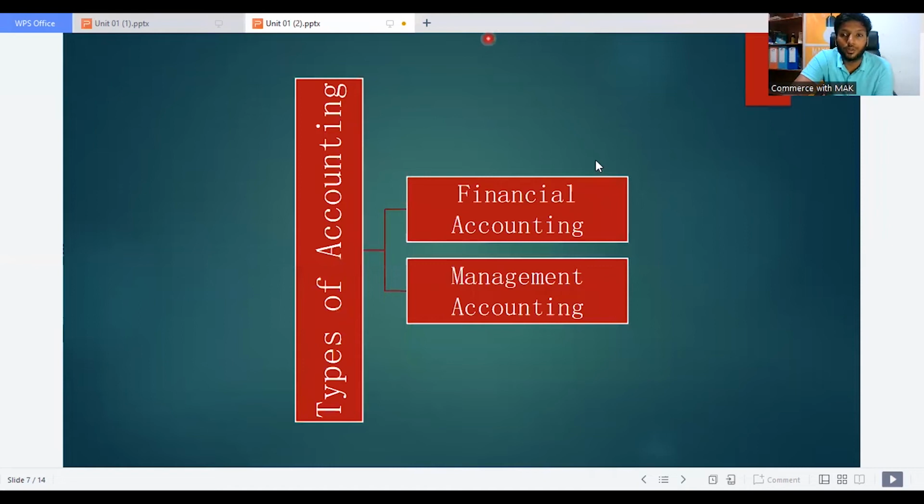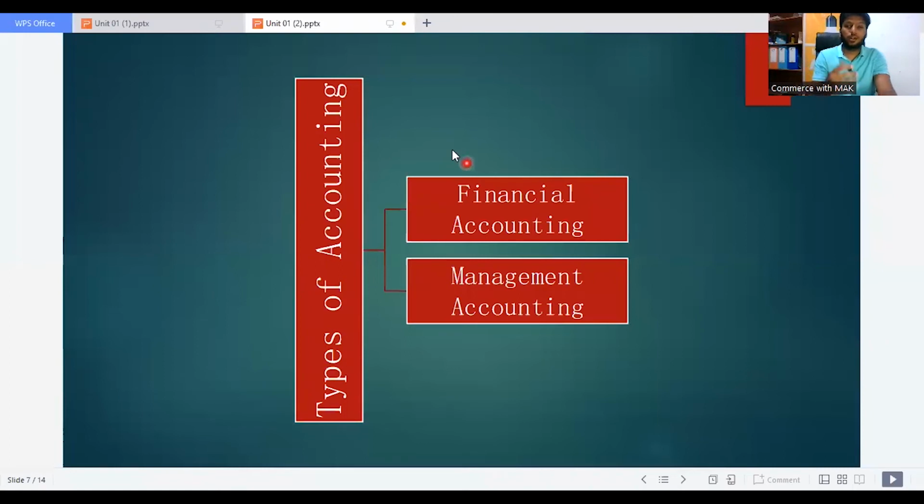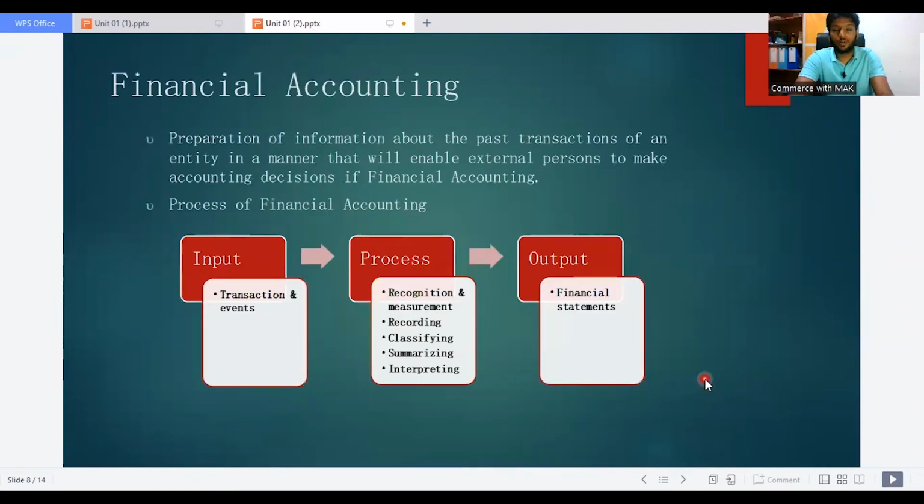So we are going to move on to the next topic, a very important part and highly tested in your MCQs: the difference between financial accounting and management accounting. So we'll move on to the topic, financial accounting and management accounting differences. Let's see what is the actual difference between financial accounting and management accounting.